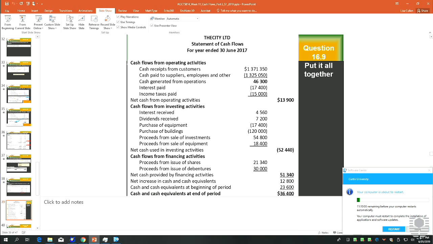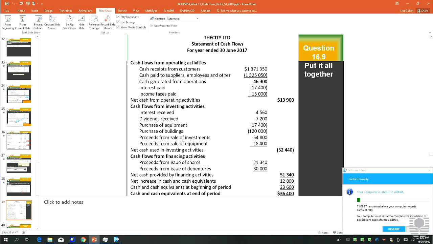Profit before tax, 27,160. Your depreciation on your equipment and buildings, straight from your P&L, 10,500 and 9,900. We've got our loss on sale of equipment, which is a non-operating item. We need to add that back, 1,600. Because we're adding it back because in our P&L we've taken it off, haven't we? Because it's a loss, so we've got to add it back in. We've got an interest expense there of 18,400 that we need to add back because we're not treating that as an operating item. Your gain on sale of your investments, it's an investing item.